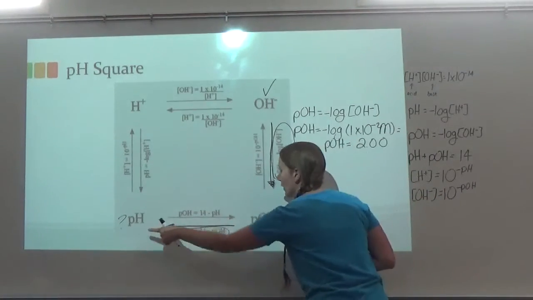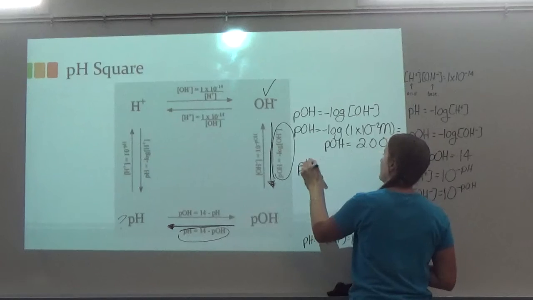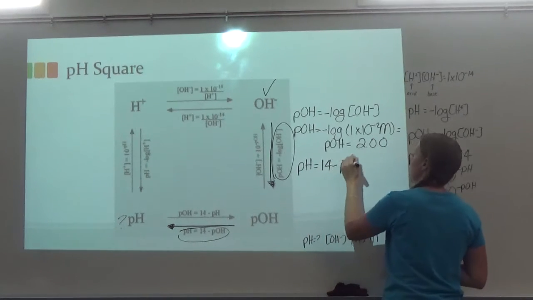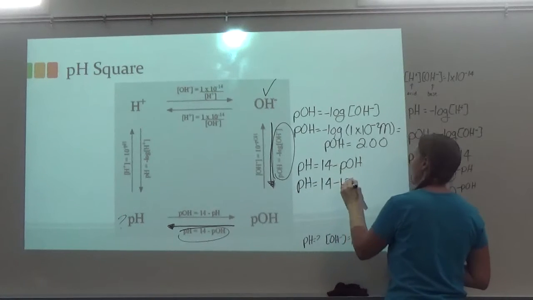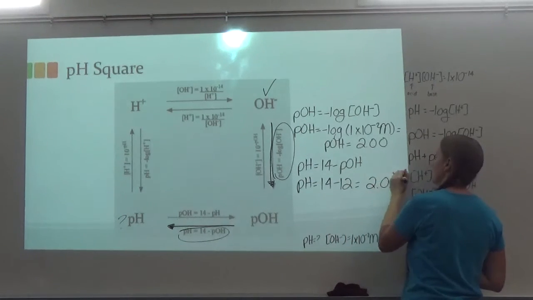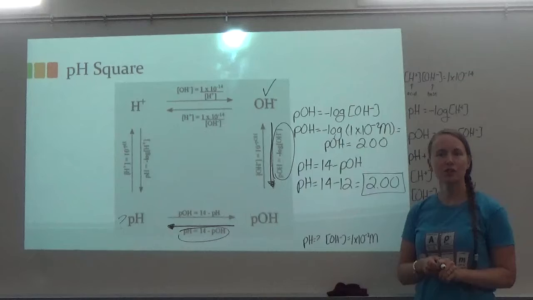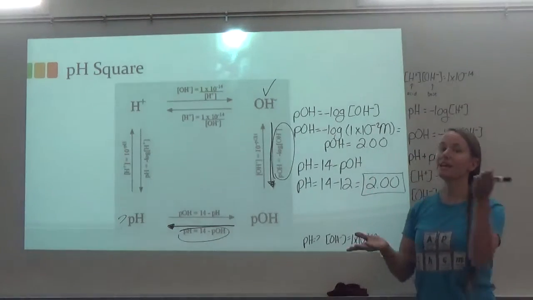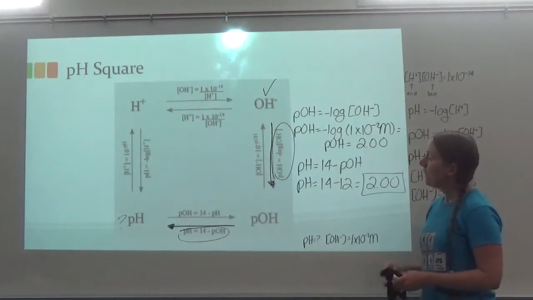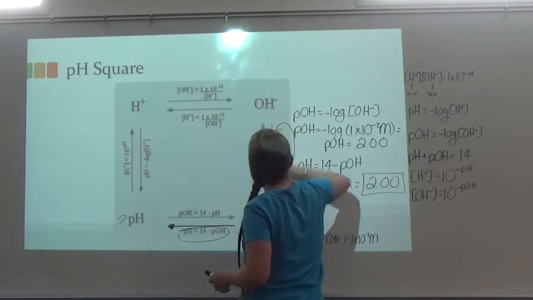Okay, so I'm going to go across the bottom, so it tells me pH is 14 minus pOH. So I just do 14 minus 12, and that gives me 2. And there's your answer. Alright, so see, the pH square makes it super easy, as long as you know how to use it. Alright, so let's look at a couple more.